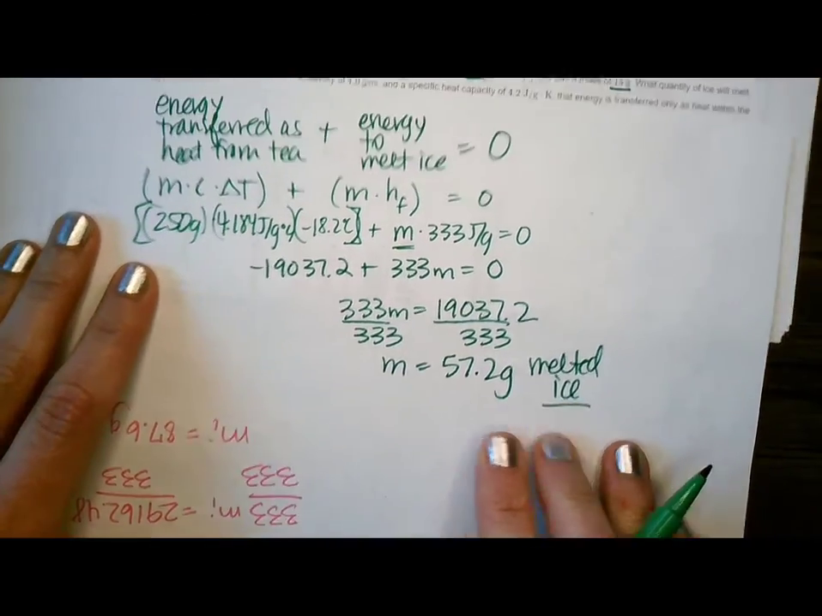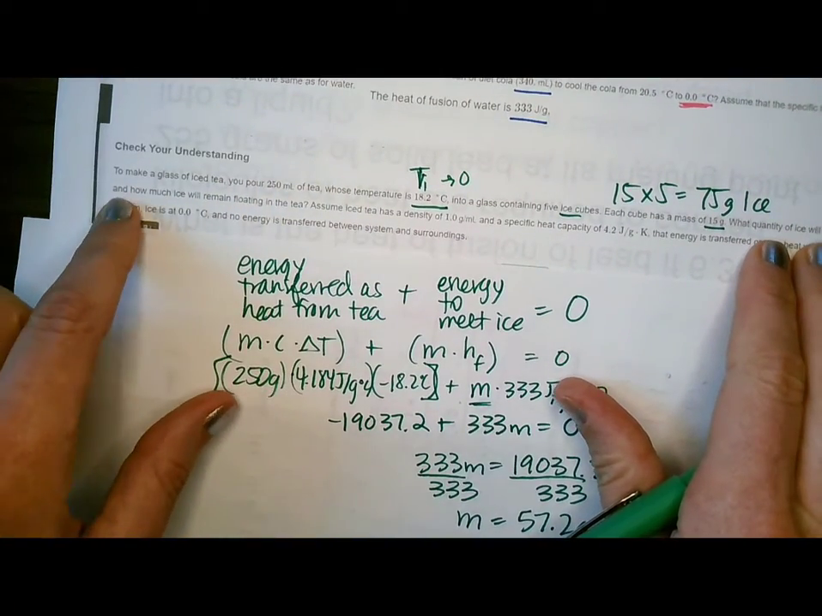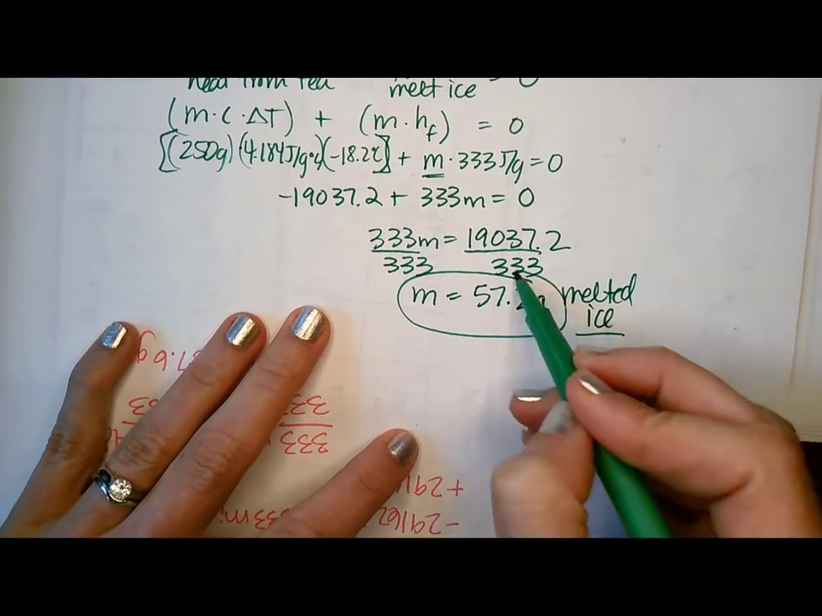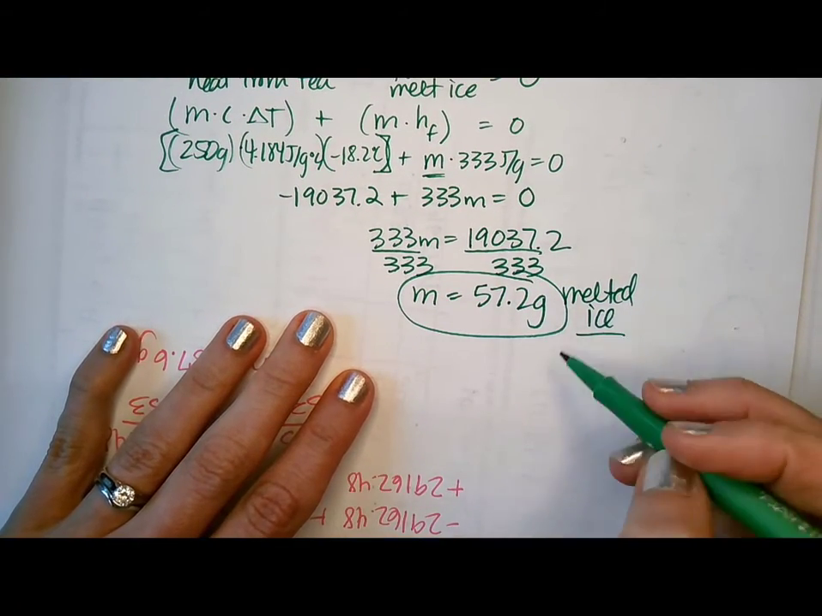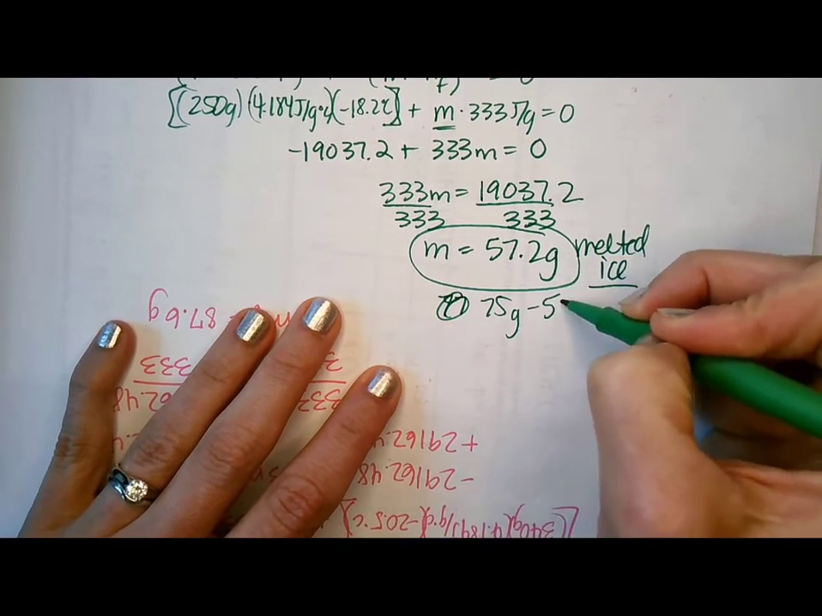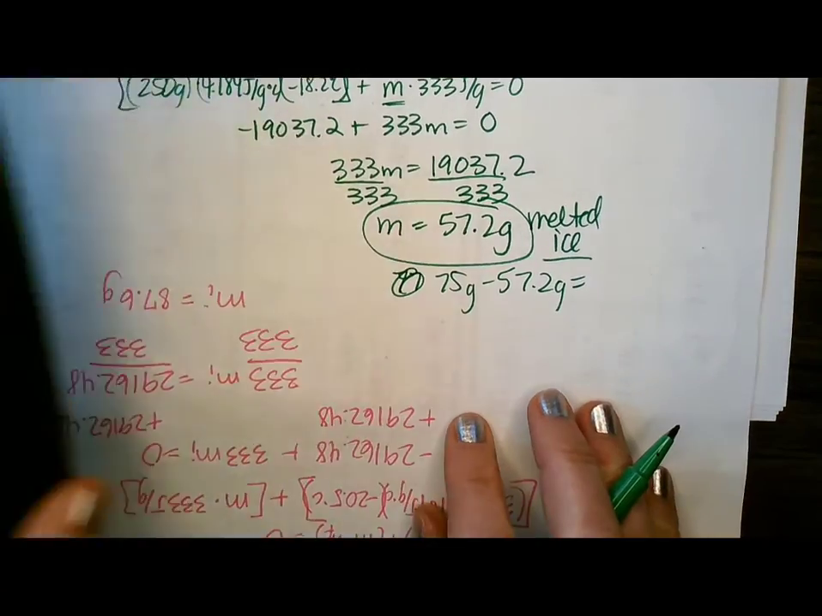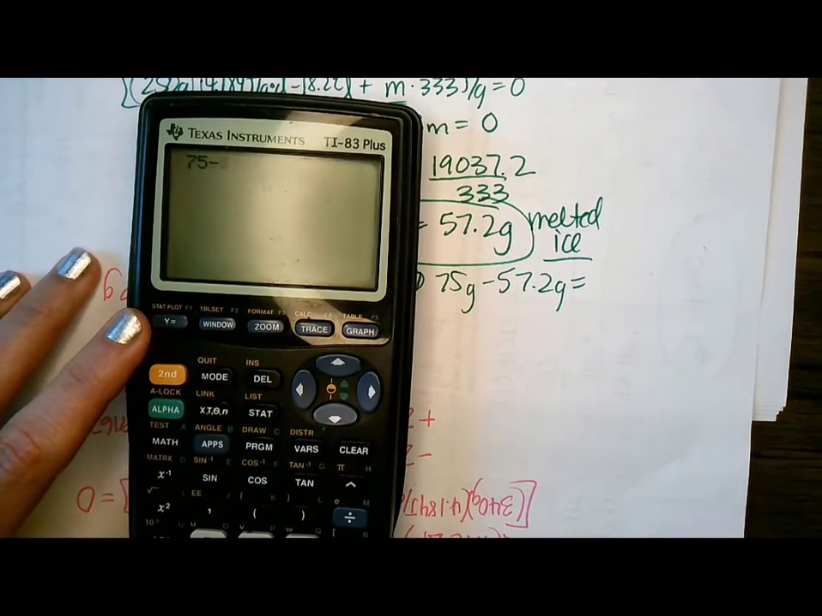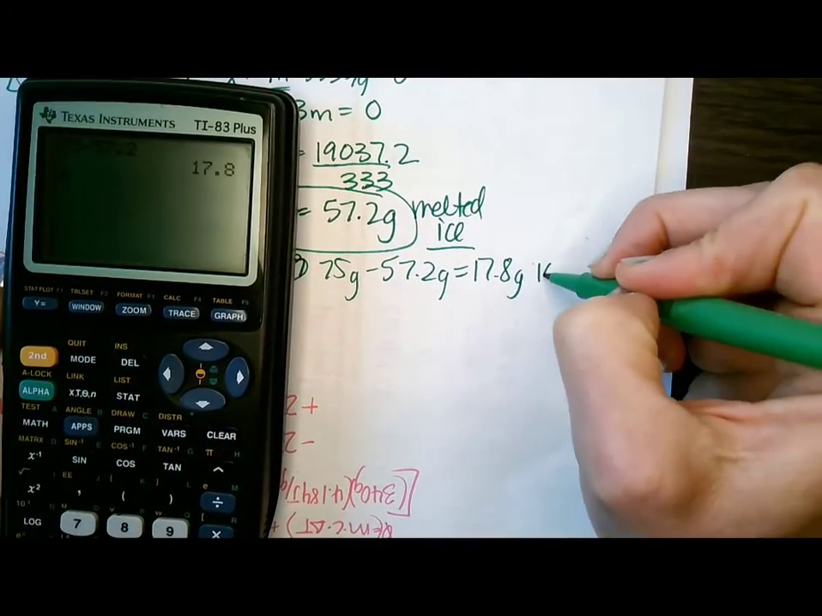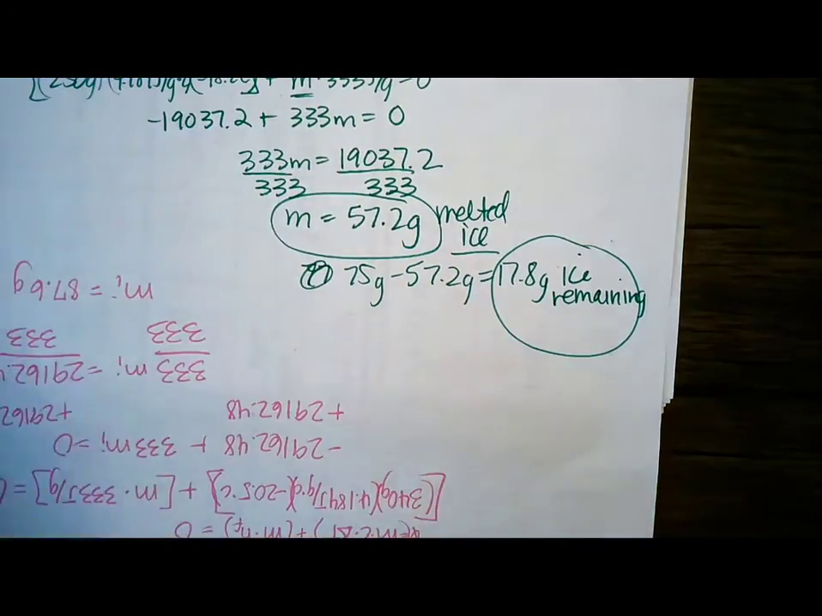I know that I started with 75 grams of ice. My question is asking me what quantity of ice will melt and how much ice will remain floating in the tea. Well, I know that 57.2 grams is going to melt. So how much is remaining? I'm just going to do 75 grams minus 57.2 grams and get, let's see, about 17.8 grams of ice remaining. Good work.